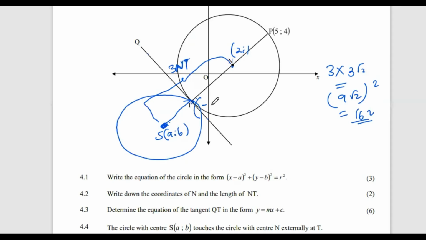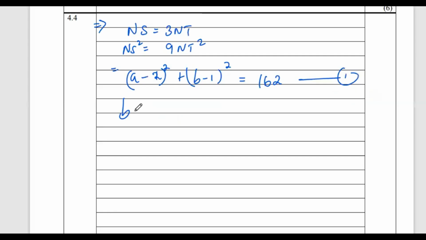Was it -1 or 2? No, it was a -2, a -1. So let's try to get the gradient of this and equate it to the gradient of that line that we got as a +1. So we're going to say b minus -2 over a minus -1 must give us 1. So b plus 2 over a plus 1 must give us a 1.